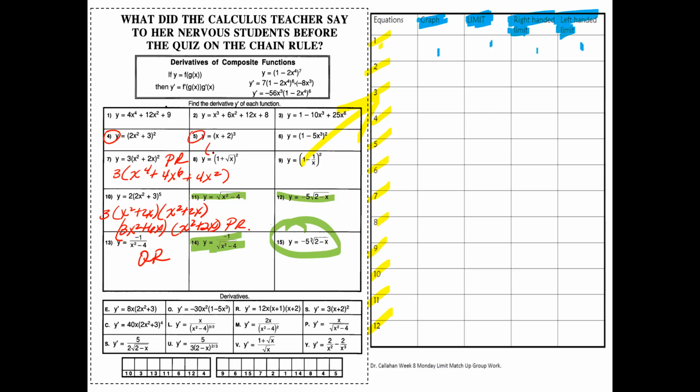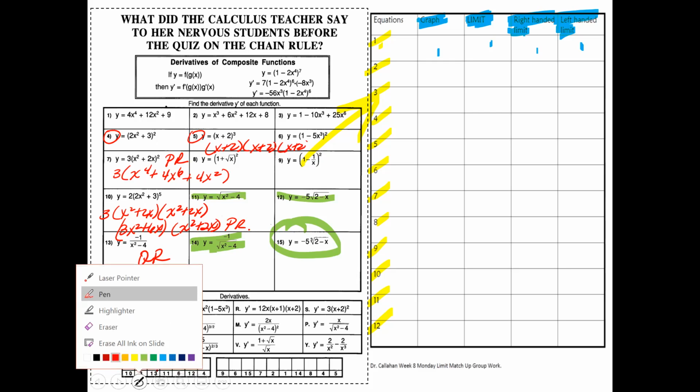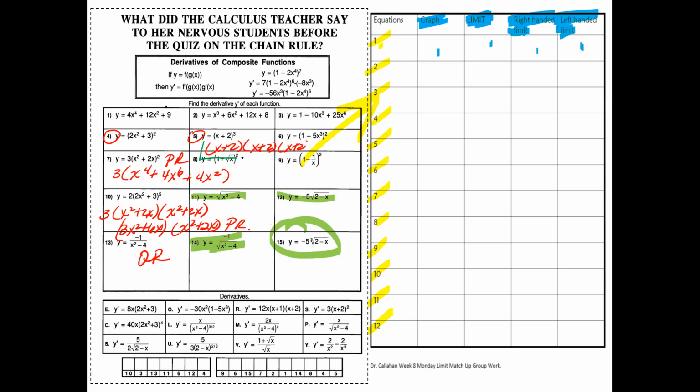Number 5, you would have to write it out 3 times, but that's okay because what you can do is go ahead and FOIL this one into one product, the first 2 binomials. So x squared plus 4x plus 4, that's going to be your f. And then your g will be x plus 2, your third binomial.